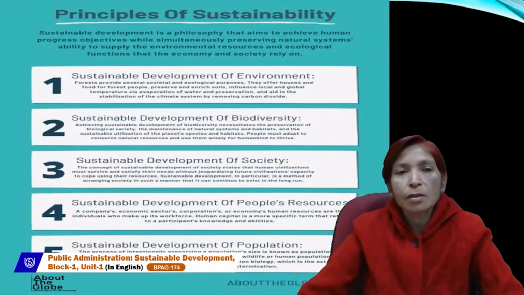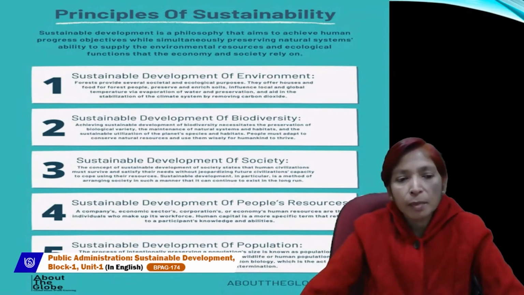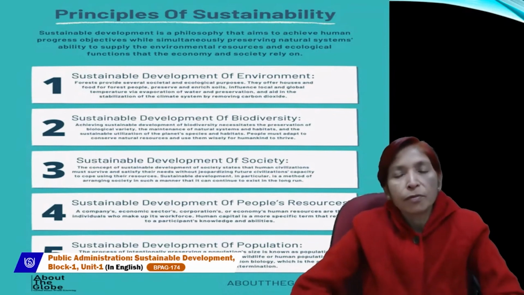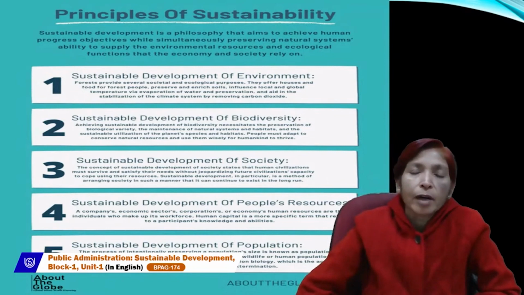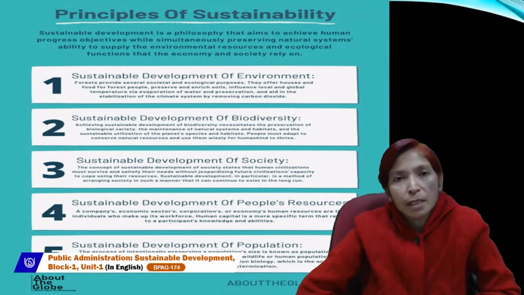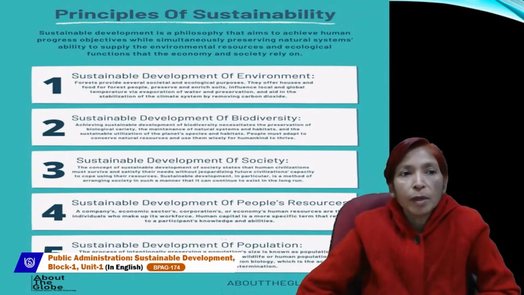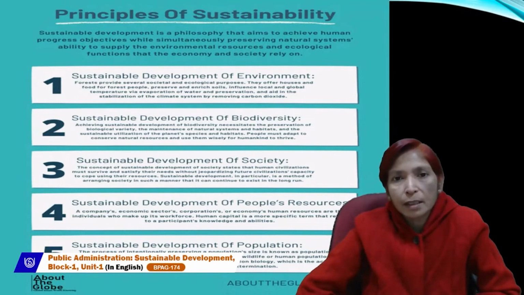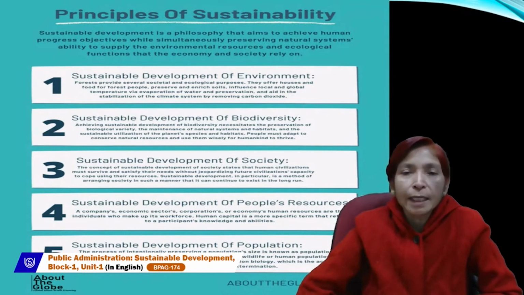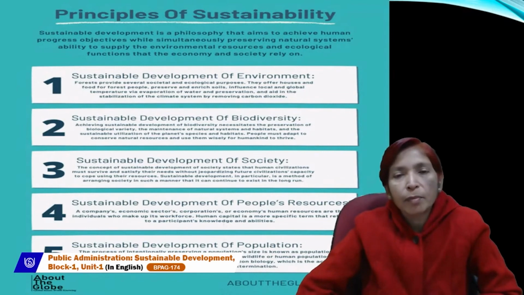Next is the principles of sustainability. There are so many principles of sustainability. Principles means general rules, and if we want to achieve this sustainable concept, then we should follow these principles. First of all is sustainable development of environment. You know that sustainable development is a philosophy that aims to achieve human progress objectives while simultaneously preserving natural systems' ability to supply the environmental resources and ecological functions that the economy and society rely on. The first principle of sustainability is sustainable development of environment.